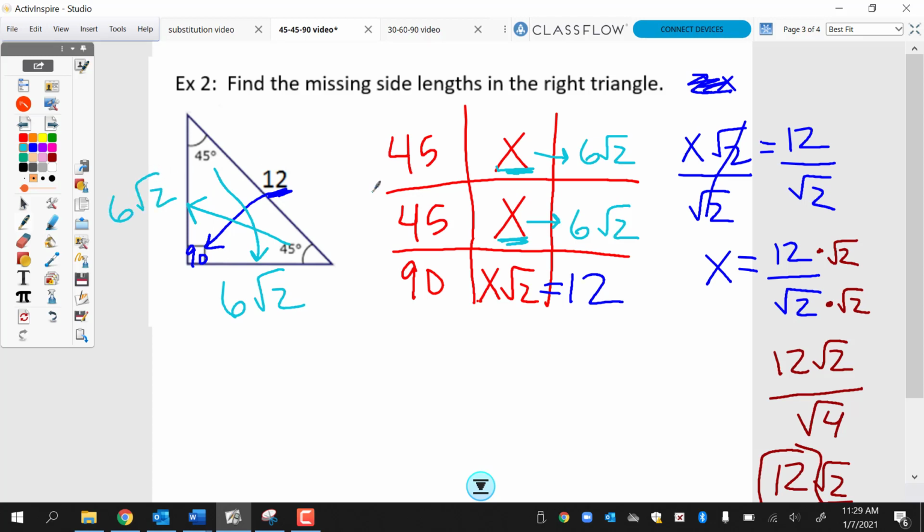A good way to double check is to make sure when it's a 45, 45, 90 triangle, two of the sides should say the same thing and one of the sides should say something else. Two are the same, one's different.